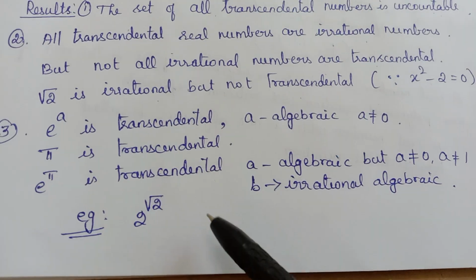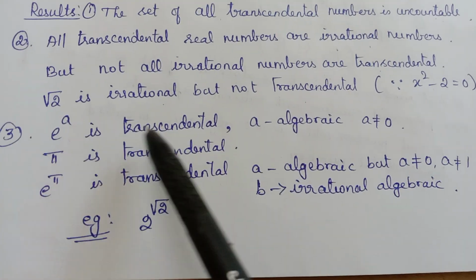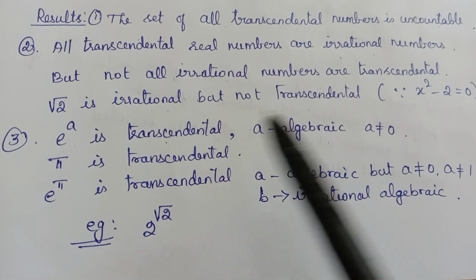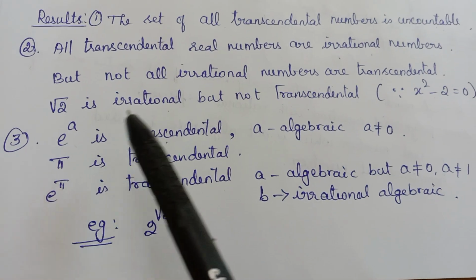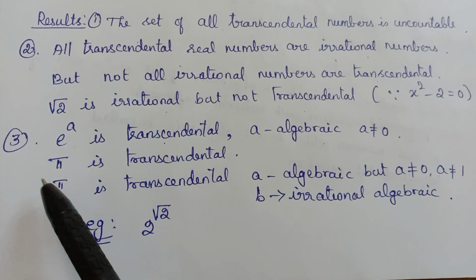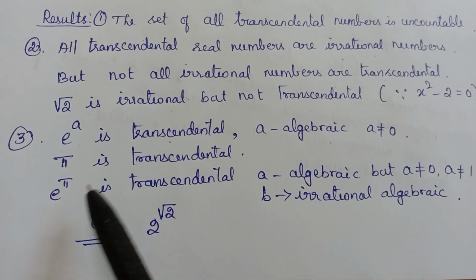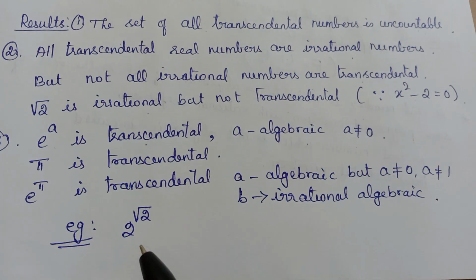Let's see some examples of transcendental numbers. e power a is transcendental when a is algebraic. That is e power 1, e power 2, e power 3, etc., for non-zero a value. Next one, pi is transcendental. e power pi is transcendental.